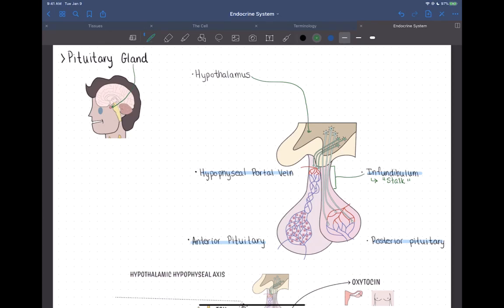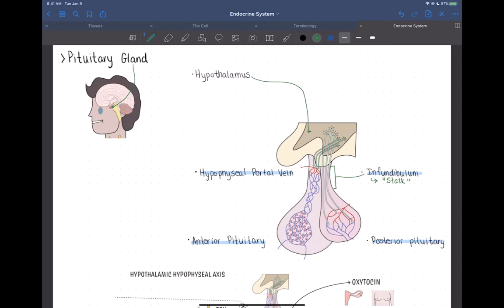And so the hypothalamus controls in a lot of ways, and we'll see that, the activity and the release of hormones from the pituitary gland. So the hypothalamus up here is like the control center for the pituitary gland down here, and so they are connected to each other.